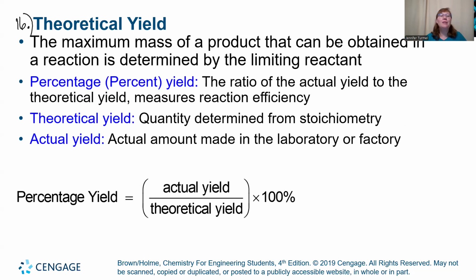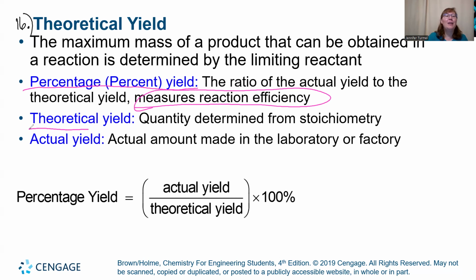Okay, so the theoretical yield is the maximum mass of a product that can be obtained when a reaction is determined by the limiting reactant. So let's take a look at some important terms here. A percentage or percent yield is the ratio of the actual yield to the theoretical yield, and it measures your reaction efficiency. In engineering or manufacturing, this is really quite important because this basically determines how much product you make and how much product is lost.